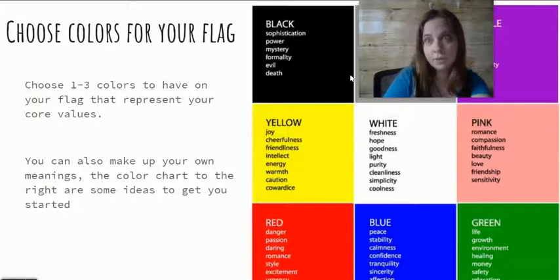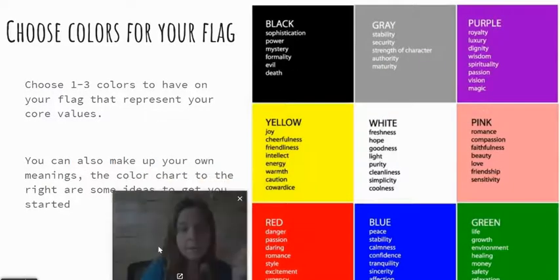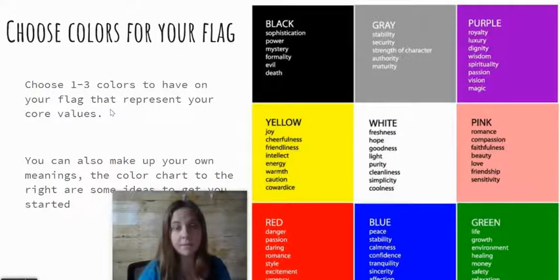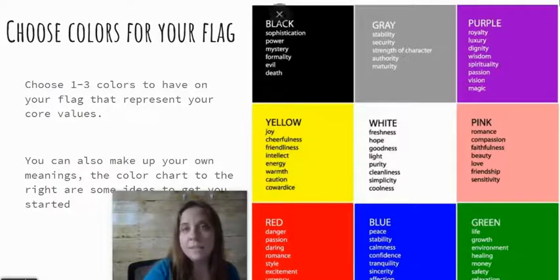choose colors for their flag. So they've chosen their values that are going to be represented by symbols on their flag. Now they're going to choose colors. Here again is a simple chart just to give some idea of what these colors could mean. So we have for yellow, joy, cheerfulness, friendliness, intellect, energy, warmth, caution, cowardice. Maybe students, they really like the color yellow, and that's fine as well.